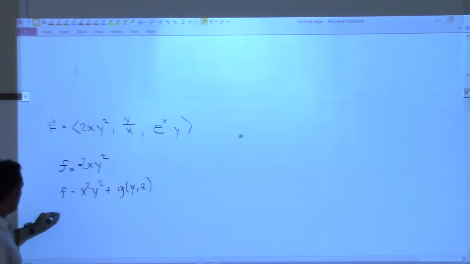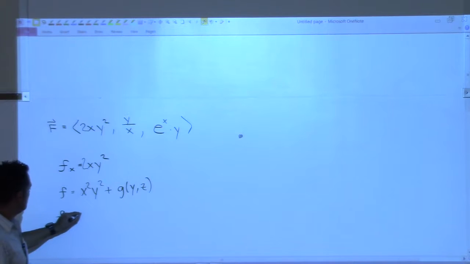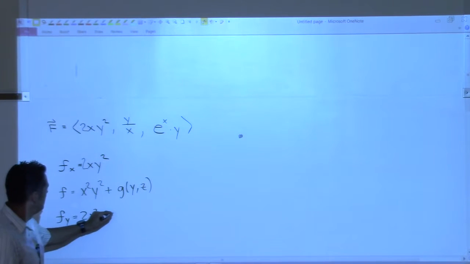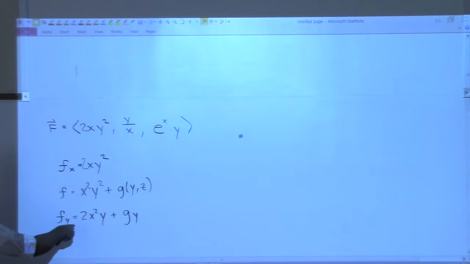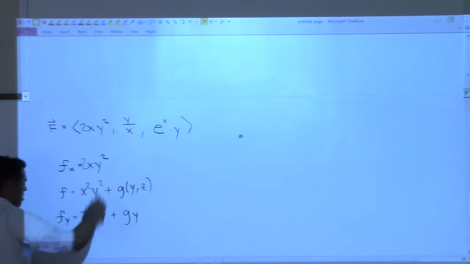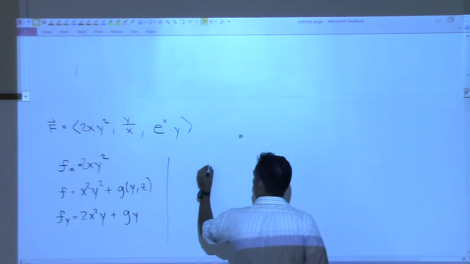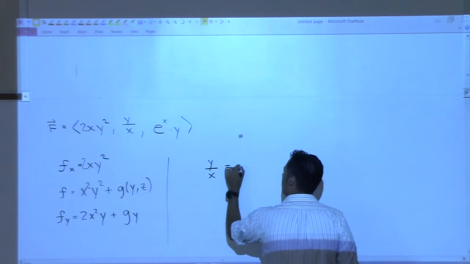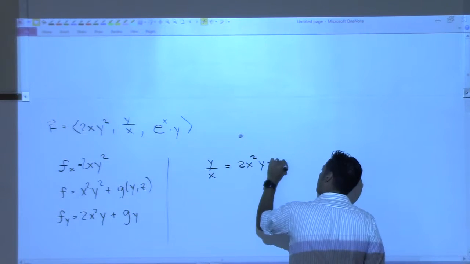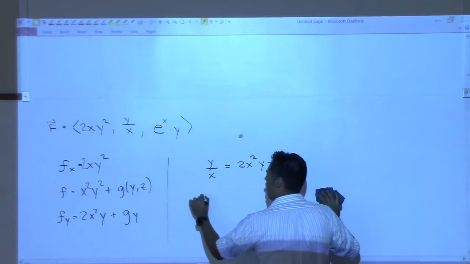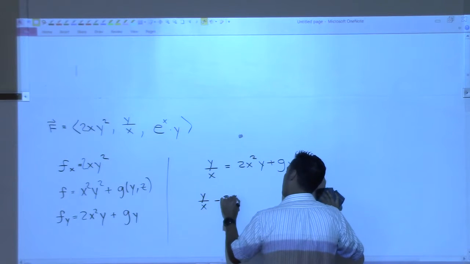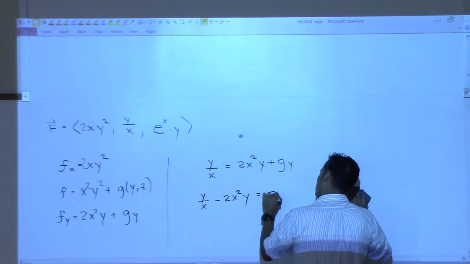Now, differentiate that with respect to y, which would be 2x squared y plus the partial of g with respect to y. What does that have to match? That has to match that, right? So now we have y over x must equal 2x squared y plus partial g with respect to y. Yeah? I don't see that matching up very well, do you? So now we have y over x minus 2x squared y has to be equal to g subscript y, right?